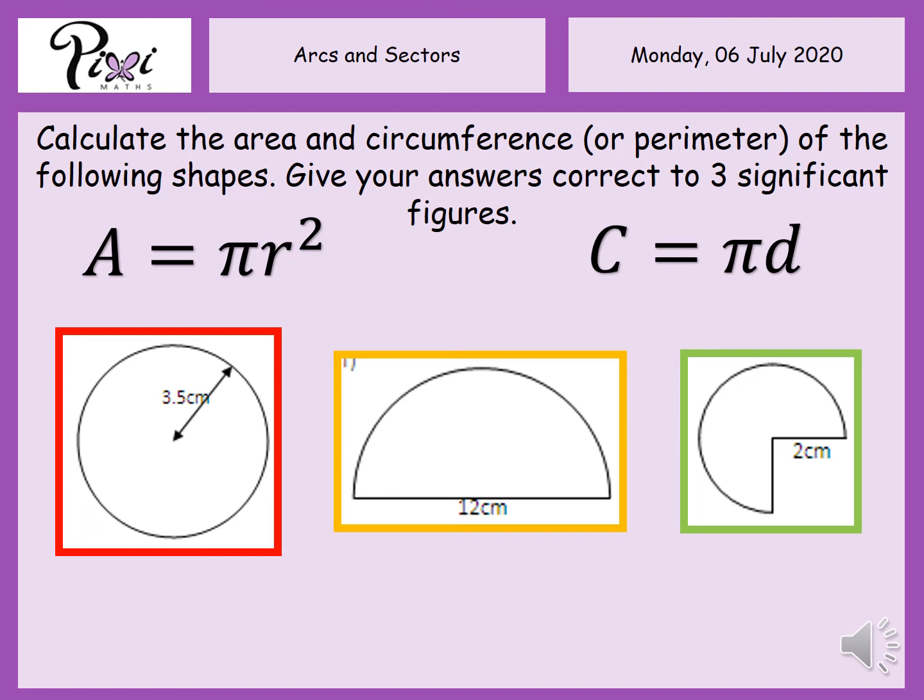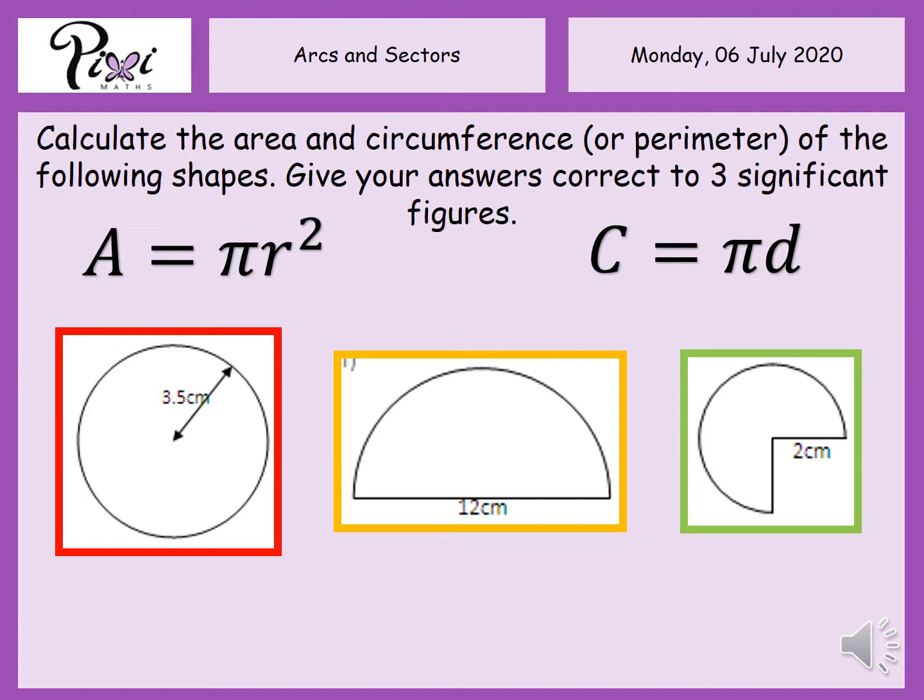Okay, hi everyone. So we're doing area and circumference of circles today, and we're also going to get on to the area of sectors and the arc length as well. So we've got a starter here. We've got our two formulae that you'll need for today: on the left, area of a circle is pi times the radius squared, and on the right we've got the circumference equals pi times diameter.